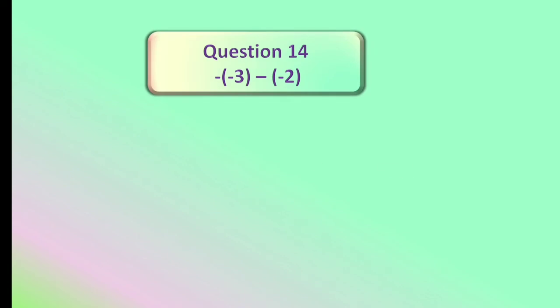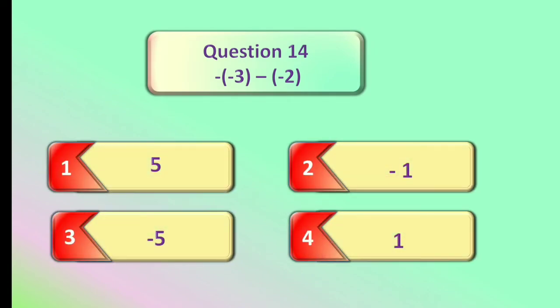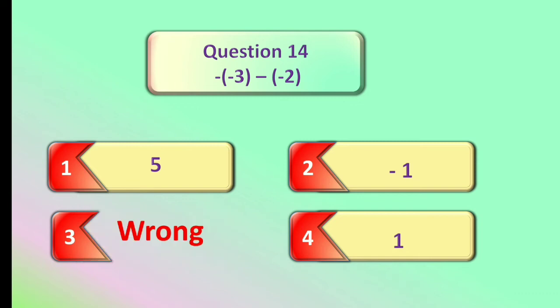Next, change over. Question 14. Minus within bracket minus 3 minus within bracket minus 2. 4 options are before you. Again think of opening the bracket as minus sign is outside the brackets, so change the signs. Minus gives plus, then plus 3 plus 2 will give you 5. First option will be right.